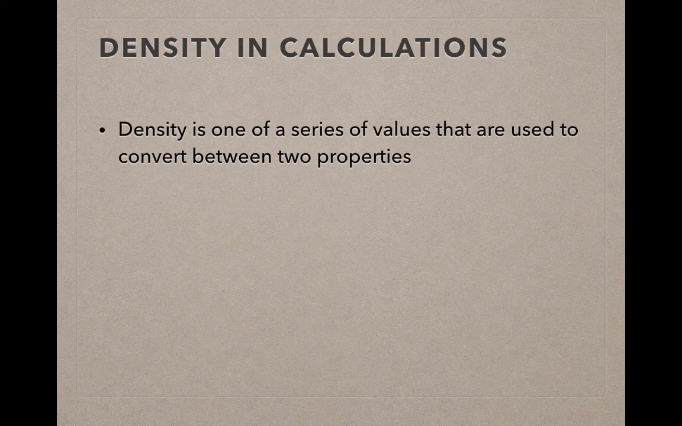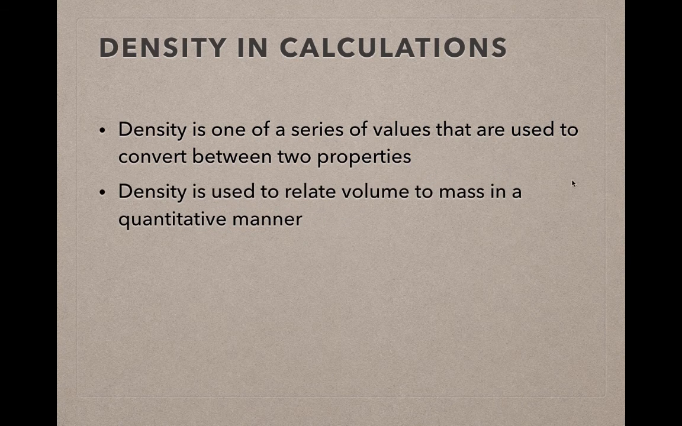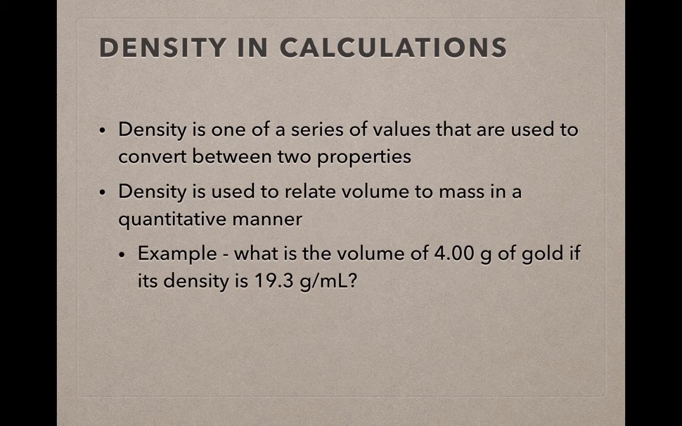When we're doing calculations with density, we are converting between two different properties. Density allows us to relate volume to mass in a very quantitative manner, and it allows us to convert between any three of those values as long as we know two of them. As an example, we might want to know what is the volume of 4 grams of gold if its density is 19.3 grams per milliliter.